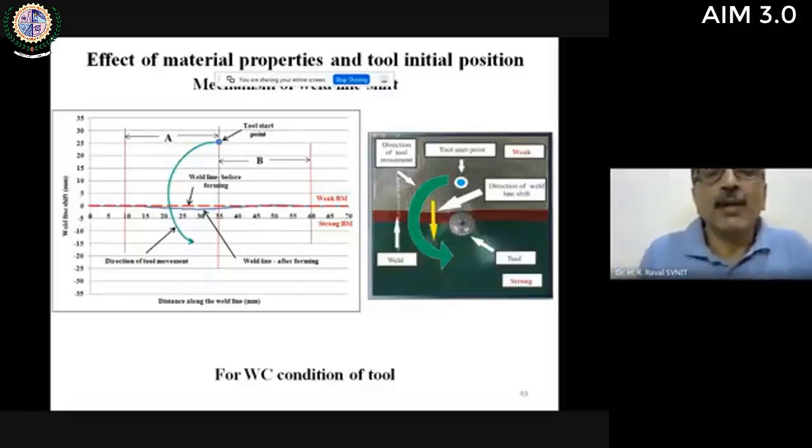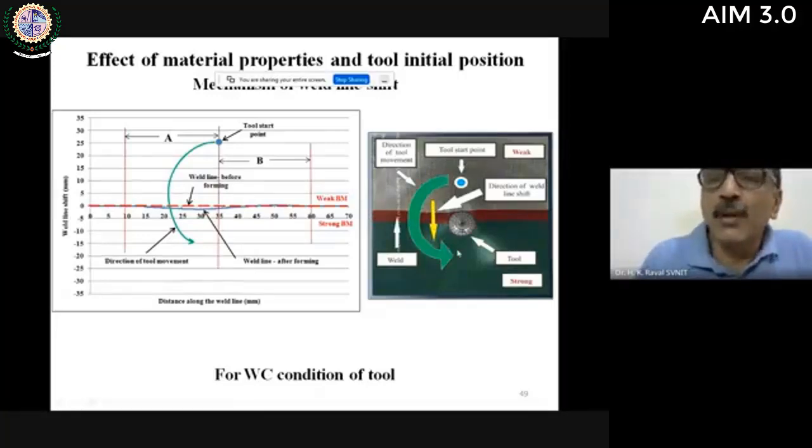Now, when we carried out the study, these are the simulation results. The weld line is shifted. The pink and yellow arrow indicates the shift of the weld line. This is the tool movement, and the tool starting point is shown with this dot. This is the stronger material, and this is the weaker material. The weaker material will have more deformation compared to the stronger material, so you will find some deformation of the weld line. Now, the reason for the weld line shift has to be understood. It can be well understood from this particular figure.